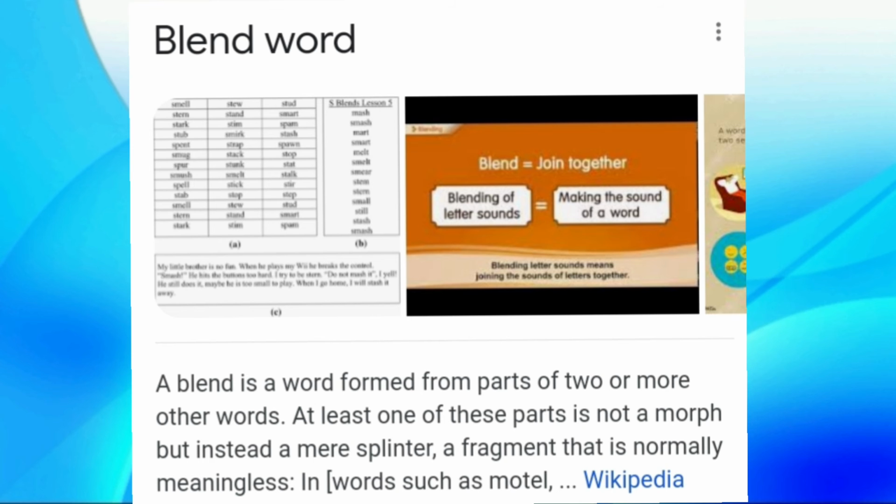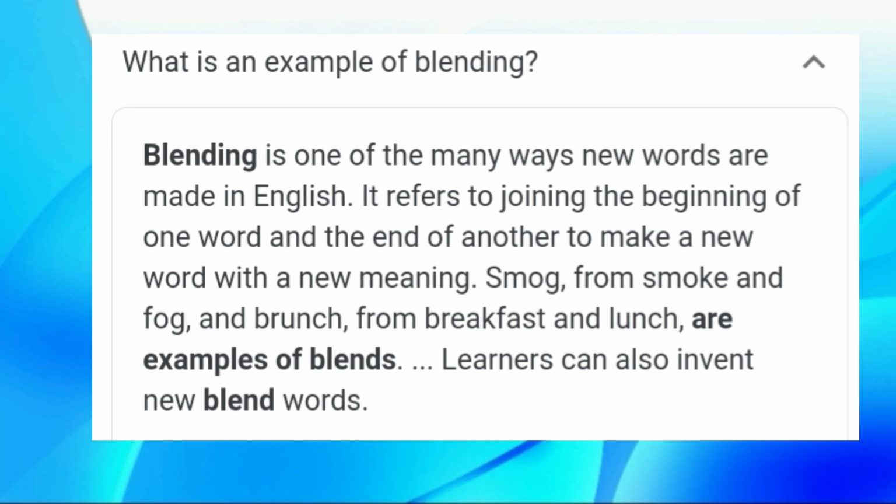So next we have blend words. A blend word is a word formed from parts of two or more other words. At least one of these parts is not a morpheme, but instead a splinter or fragment that is normally meaningless. Blending is one of the many ways new words are made in English. It refers to joining the beginning of a word to the end of another to make a new word with a new meaning. For example, smog from smoke and fog, and brunch from breakfast and lunch.